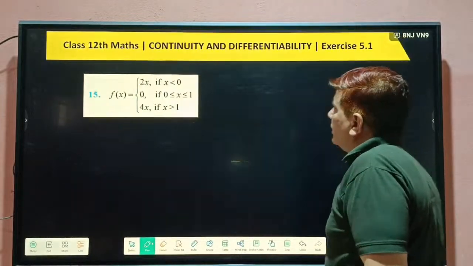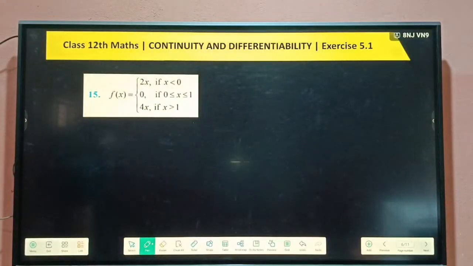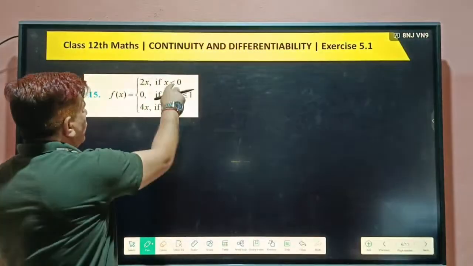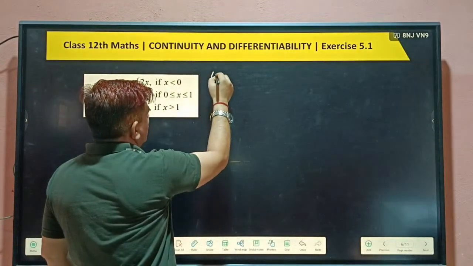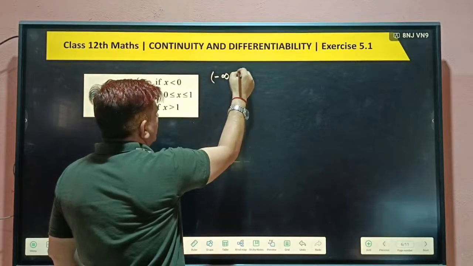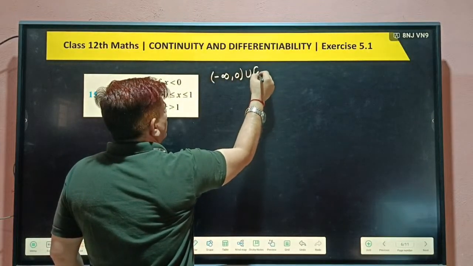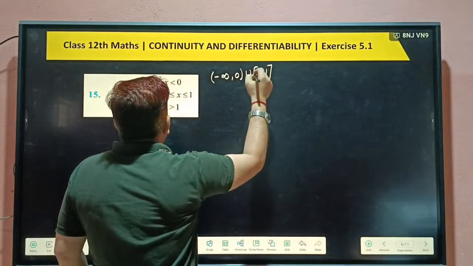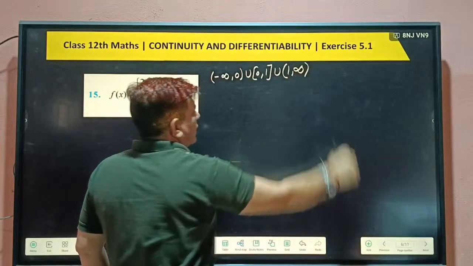Got, I think, 15. 15 is also like this, we have to tell. So here x is less than 0. So it's meaning the domain of this part is how much? Minus infinity to 0. Union. Here, what's 0 to 1? And here is 1 to infinity.